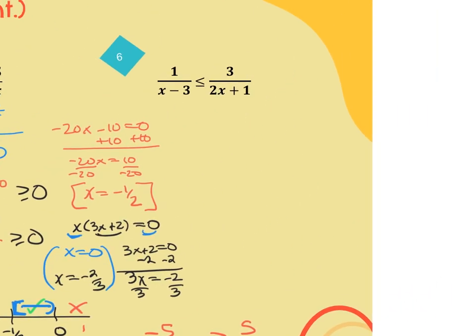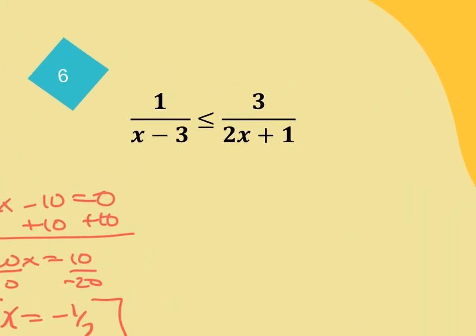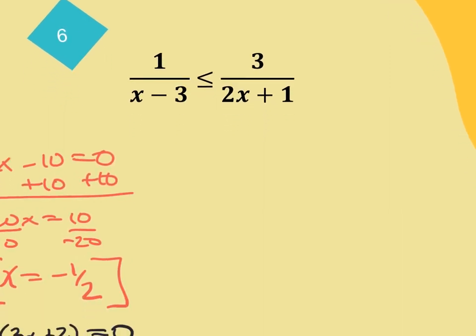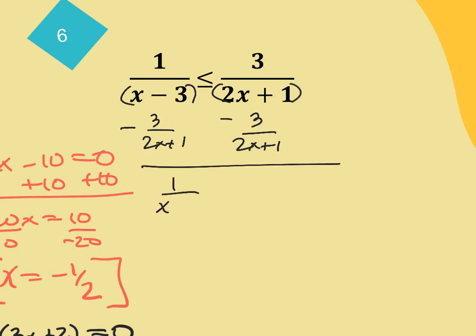All right, number 6. Still a little bit more complicated, but really not that bad. Again, my common denominator is going to be both of these, but I need to move it over first. So I'm going to subtract the 3 over 2x plus 1. So now I have 1 over x minus 3 minus 3 over 2x plus 1 less than or equal to 0. Now if you want to go ahead and do a keep flip change here and just make this a negative 3, so that way we remember what we're distributing.